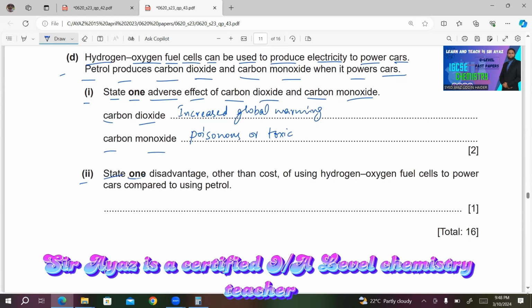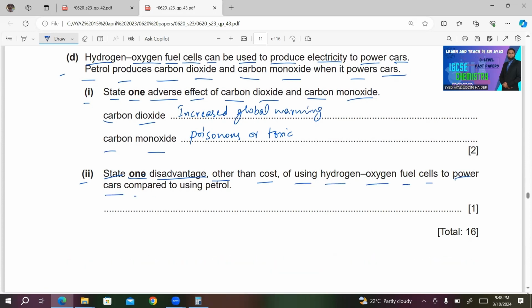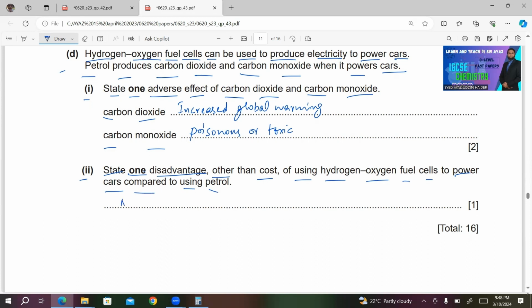Number 2, state one disadvantage other than cost of using hydrogen oxygen fuel cells to power cars compared to using petrol. You need high pressure vessels to store hydrogen. Needs high pressure to store hydrogen gas.